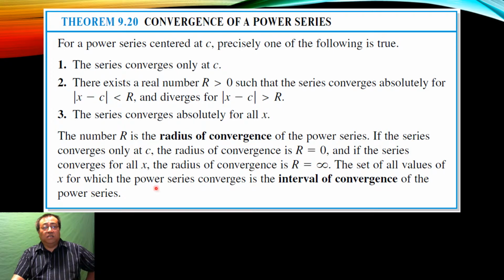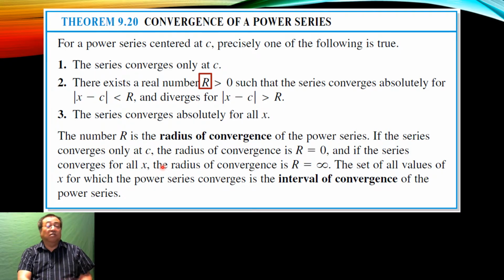The set of all values for x for which the power series converges is the interval of convergence for the power series. So we have a radius of convergence and an interval of convergence, and those two are related. Now, some of you are probably confused about what values we're talking about. Are we talking about c? Are we talking about n? We're talking about x, and in this definition it's kind of hard to see which x we mean. So let's look at some examples.